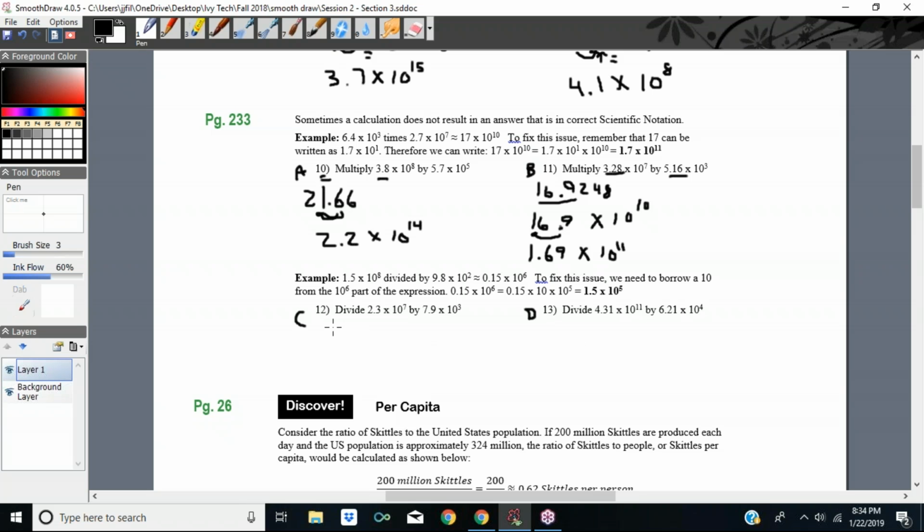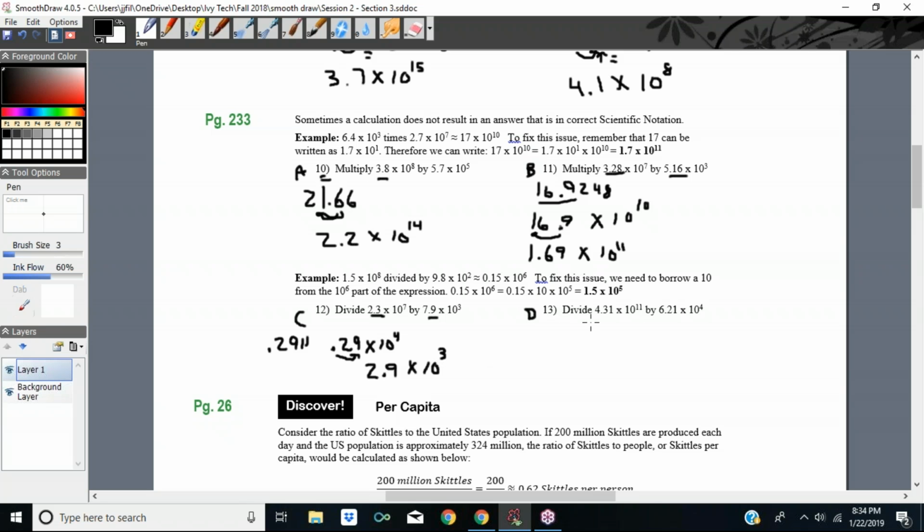Oh, perfect. And group C had number 12. Dividing these, when I divided them, I got 0.2911. There are only 2 significant digits in each of those numbers, so it's really 0.29. We're going to subtract the exponents, so 7 minus 3 is 4. And then we have to move the decimal 1 to the right to make this proper scientific notation, 2.9 times 10. And since we moved to the right one place, we subtract 1 from the power and it becomes a 3.